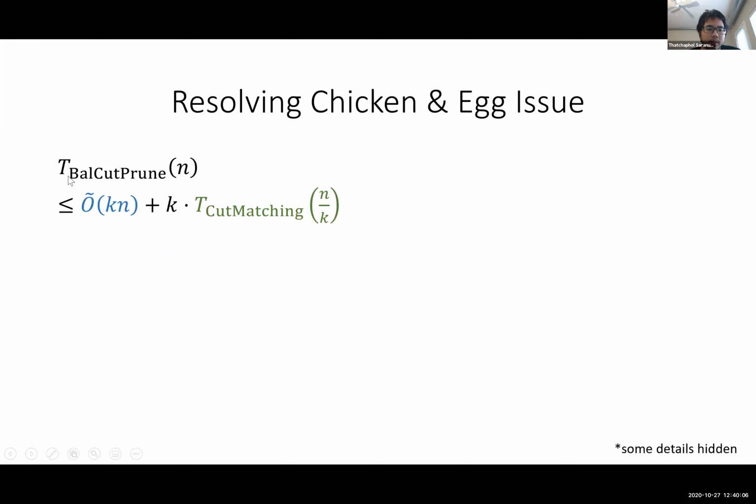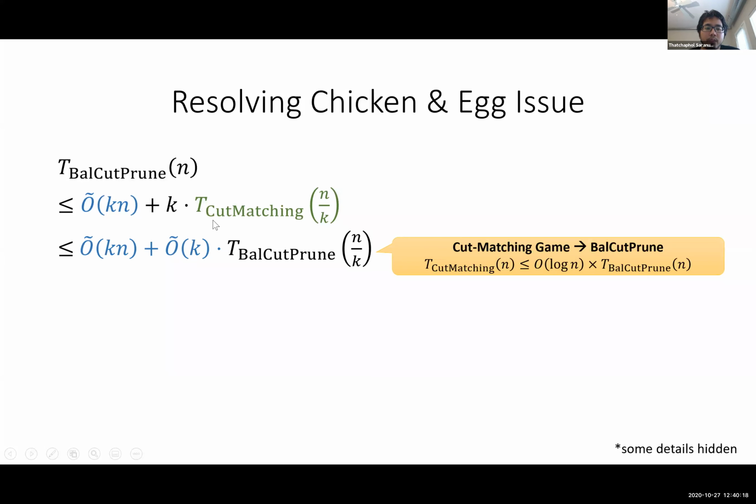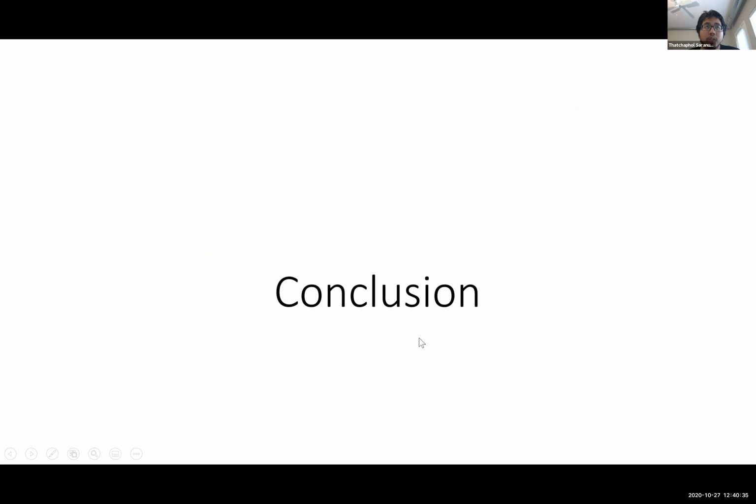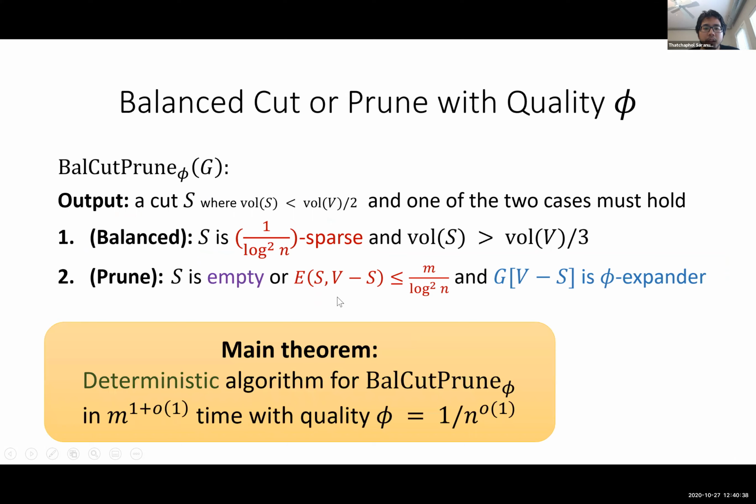So once you have this, you reduce the Baukat prune to k many calls to the cut matching game in a smaller graph. Then you know that to solve the cut matching game, you can call Baukat prune again, log n times. So you get this recurrence. And you can solve it to be almost linear by choosing k to be some subpolynomial term. So to conclude, we do get the deterministic algorithm, which is fast and of good quality, in almost linear time.